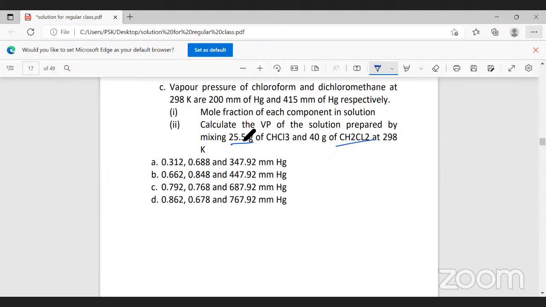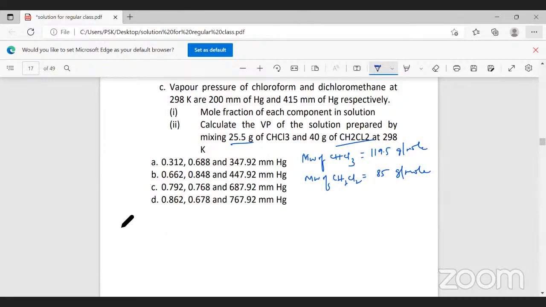Now, what is the molecular mass of chloroform, CHCl3? Carbon is 12, hydrogen is 1, chlorine is 35.5 into 3. That will give you 119.5 gram per mole. So what's the molecular weight of dichloromethane, CH2Cl2? Carbon is 12, hydrogen is 2 into 1, and chlorine is 35.5 into 2. So adding all this, you will get 85 gram per mole molecular mass.